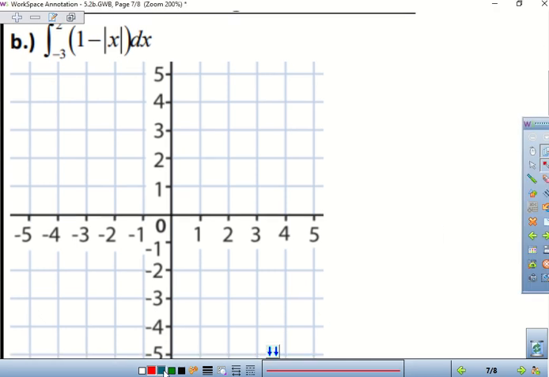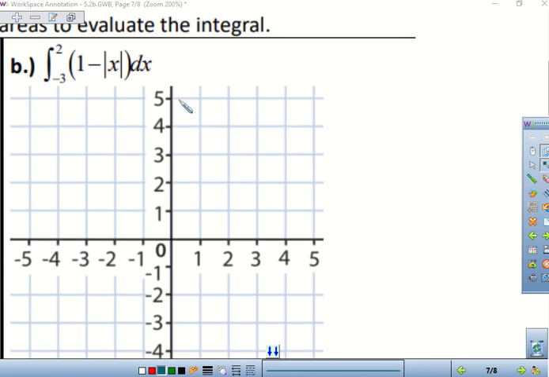All right, this one is an absolute value function. You may or may not know what this one looks like, but you can always plug in the endpoints if needed. Let's plug in -3. What's the absolute value of -3? 3. What's 1 minus 3? -2. So we know at -3 we're at -2.